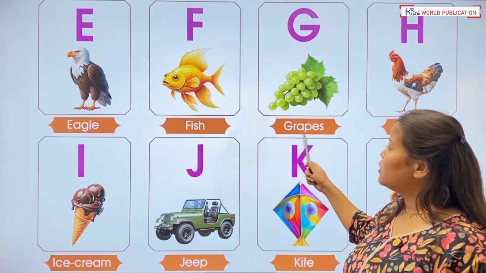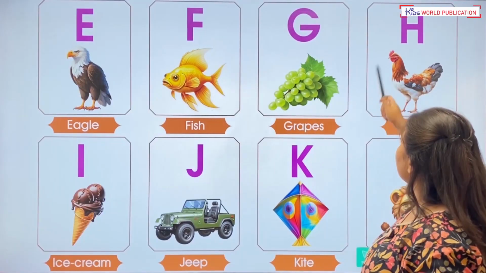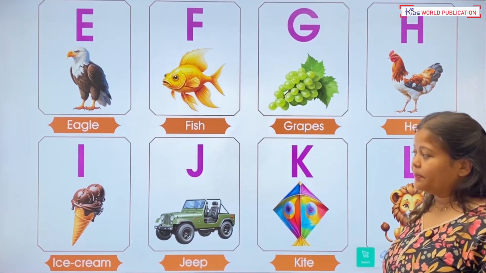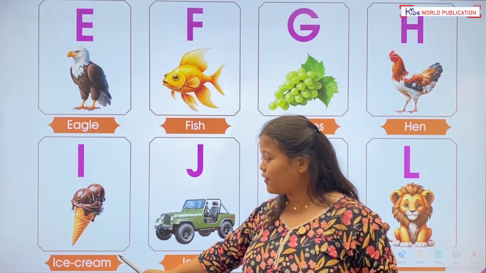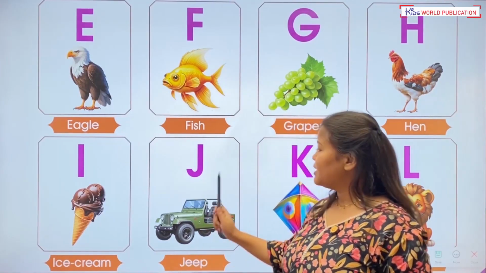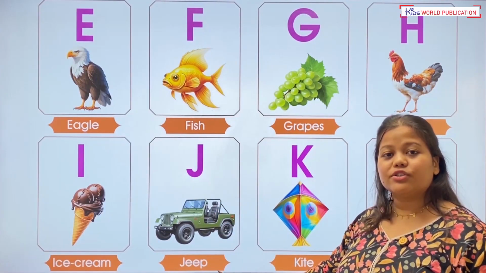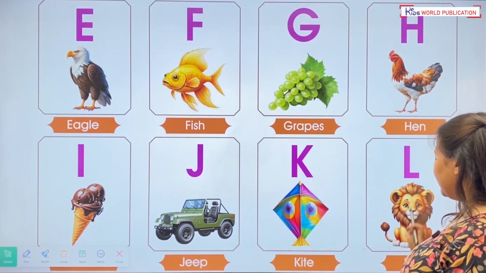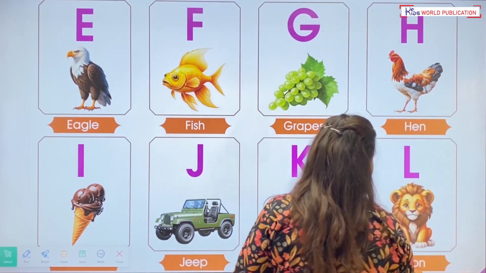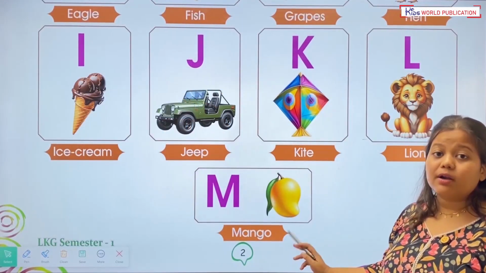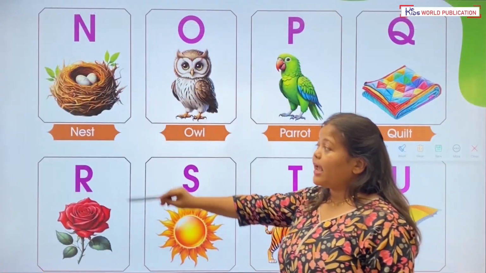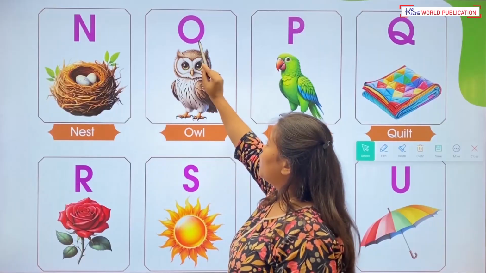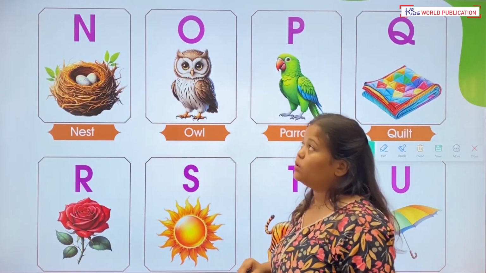G. G for grapes. H. H for hen. I for ice cream. J. J for jeep. K. K for kite. L. L for lion. M. M for mango. N. N for nest. O. O for owl.